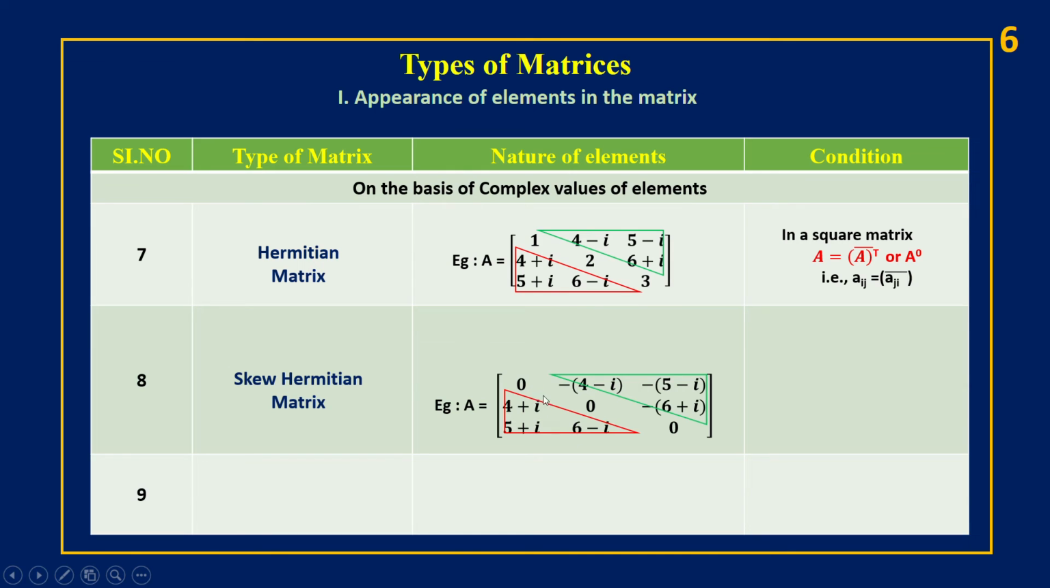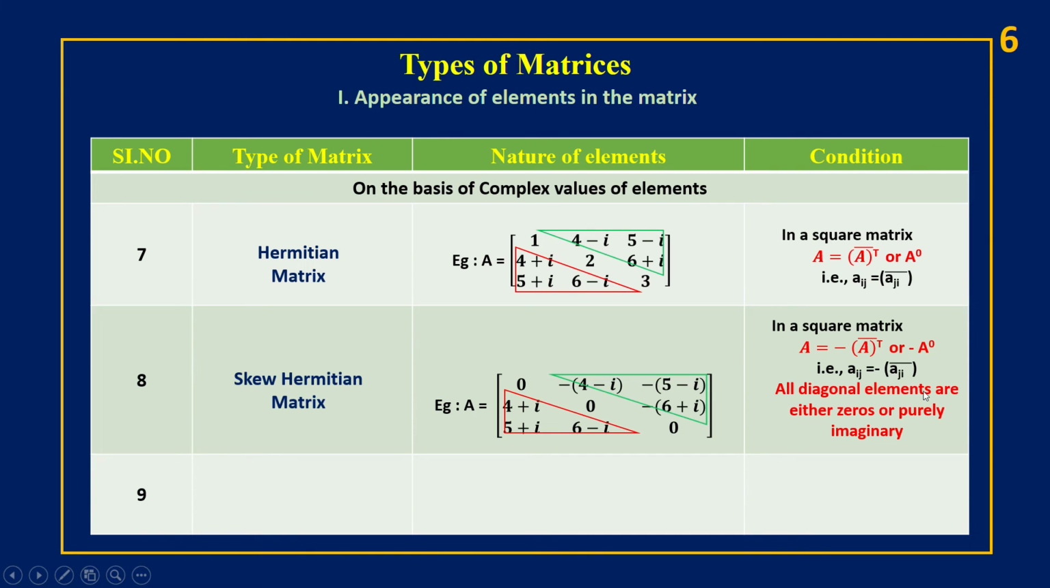Also, the other condition is that the principal diagonal element should be 0 for the skew Hermitian matrix, like the skew symmetric matrix. So here 4 plus i, 4 minus i is the conjugate: negative of the conjugate of the elements. So it can be defined as A equal to minus A bar whole transpose, the transpose of the conjugate of the matrix A. Otherwise it is represented as minus A naught.